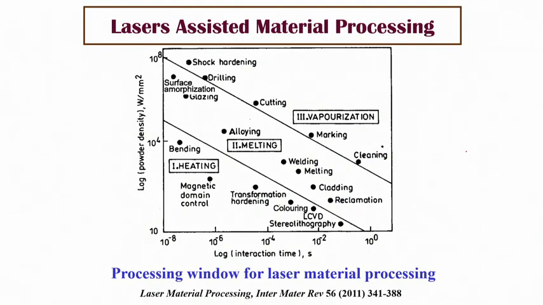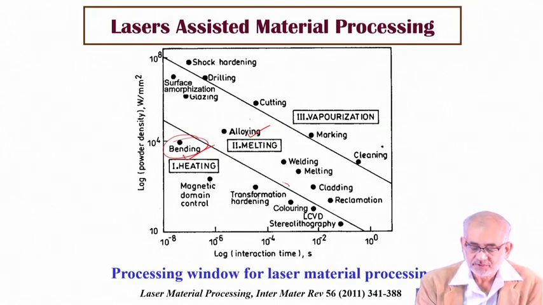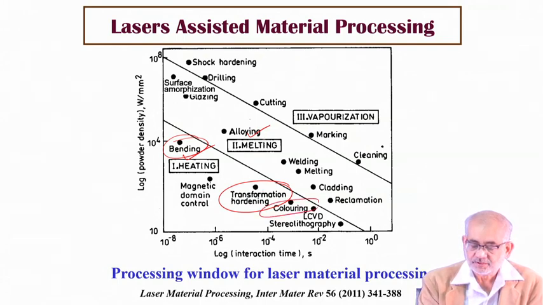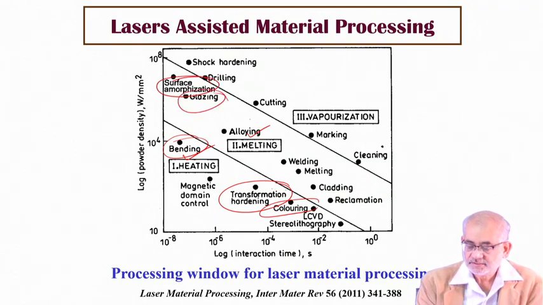We have already discussed this, so we can heat and remain below the melting temperature, or we can cross the melting temperature but not cross the boiling temperature. So in the process we can do processes like bending, which is a forming process. We are not discussing that today. We are going to discuss transformation hardening, maybe a bit of coloring, or surface amorphization or glazing. Now all these processes actually don't require any change in composition, right?